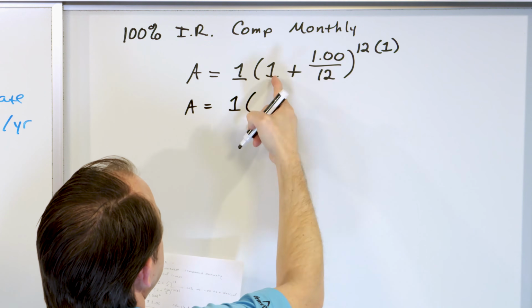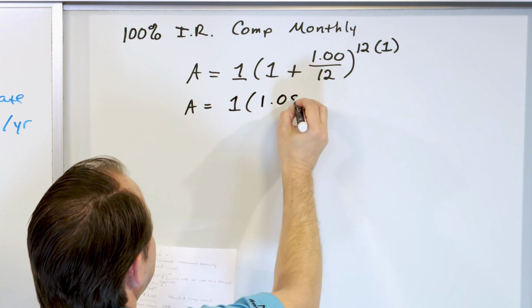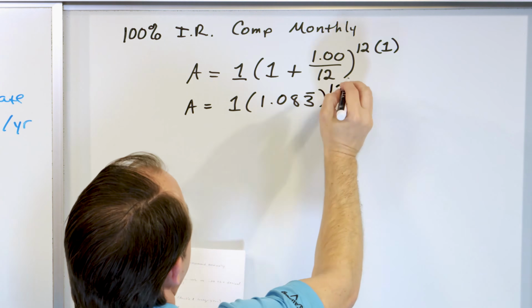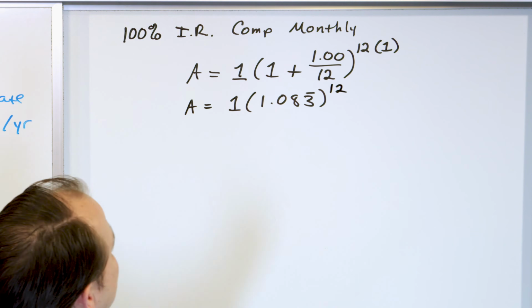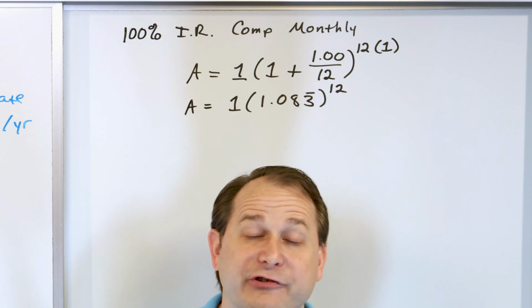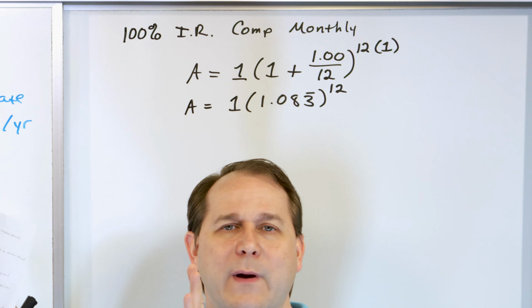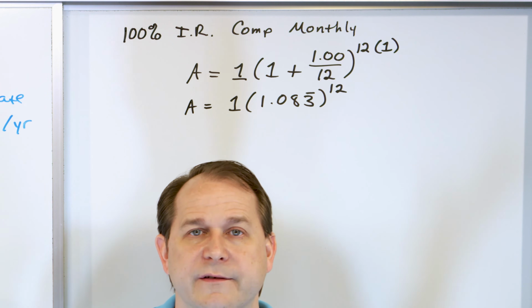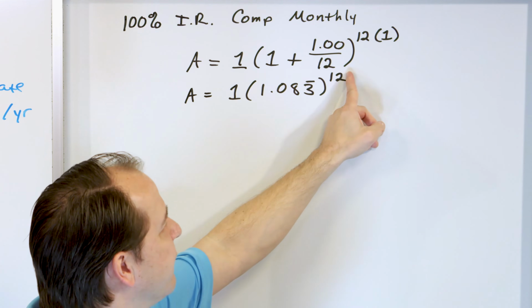When you do the division here and add 1, you'll get 1.083 with a repeating decimal on the 3, raised to the power of 12. So you see what's happening? I took my 100% interest, but I chopped it up into 12 pieces because I'm going to compound it 12 times per year. So I take that 100%, but I split it into 12 equal parts, and I give that to you 12 times.